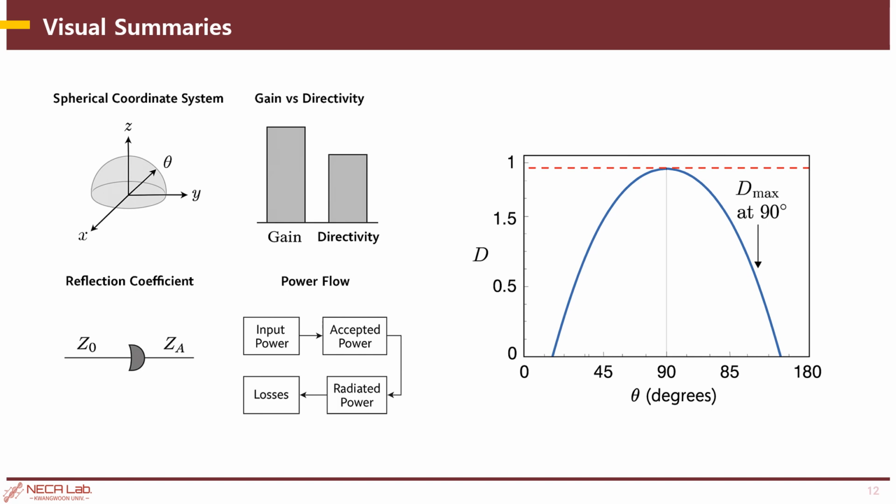Bottom left, we show the reflection coefficient diagram illustrating how impedance mismatch between Z0 and ZA affects power flow. Bottom center, there's a power flow diagram. It starts with input power, some of which is accepted power by the antenna. Losses reduce the power that's actually radiated. Together, these visuals reinforce the relationships among directivity, gain, efficiency, and how they all contribute to understanding antenna performance in real-world systems.